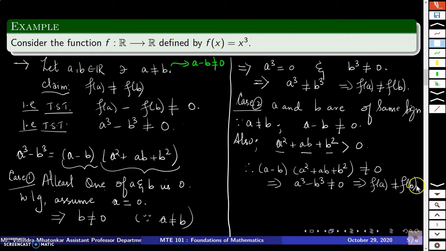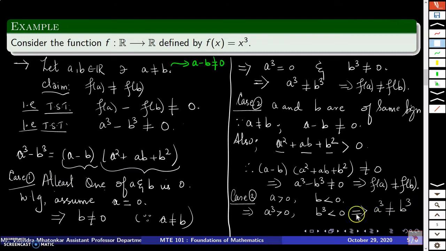Now one case that is left is they are of opposite signs. So case 3 is, you can say a is positive and b is negative. Because they are of opposite signs, a is positive and b is negative, this implies a cube will also be positive because cube of a positive number is positive, and b cube will be negative because cube of a negative number is negative. So one of them is positive, the other one is negative, so they are not equal to each other, right? That's clear. So this implies f of a is not equal to f of b again.